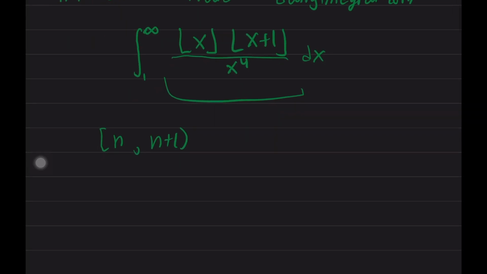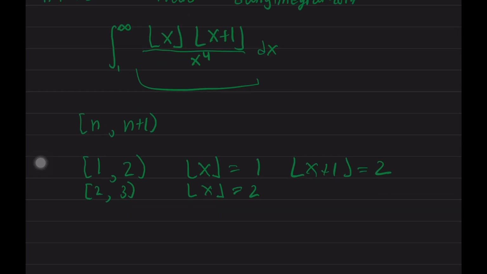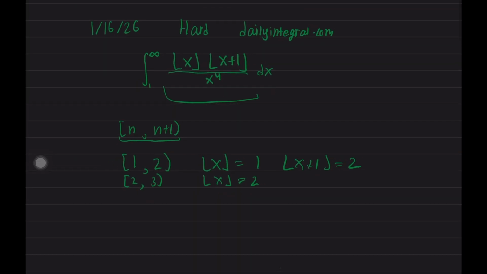If we go from 1 to 2, not including 2, then on this interval floor of x is equal to 1, and floor of x plus 1 is equal to 2. Then if we go from 2 to 3, not including 3, floor of x is equal to 2. So we're going to split this integral into intervals like this, from n to n plus 1.